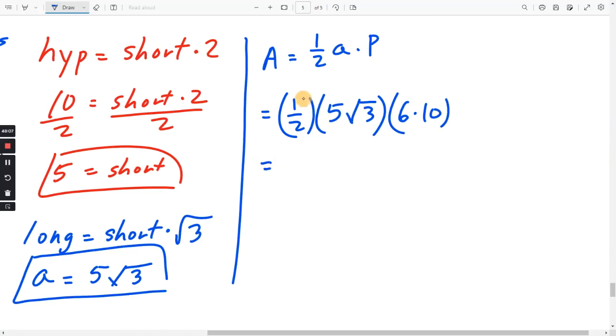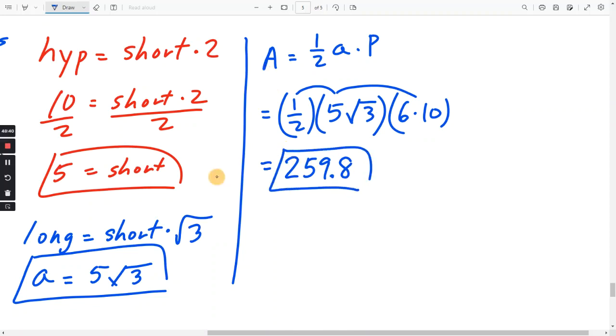And now, again, these are all numerators except for the 2. So I'll divide by 2 at the end. I'll do 5 radical 3, or you can even do 5 times radical 3. Same thing. Times 6 times 10. Okay, hit equals, and then divide by 2 at the end. I get 259.8. And the units would be squared if we had units, because it's an area.